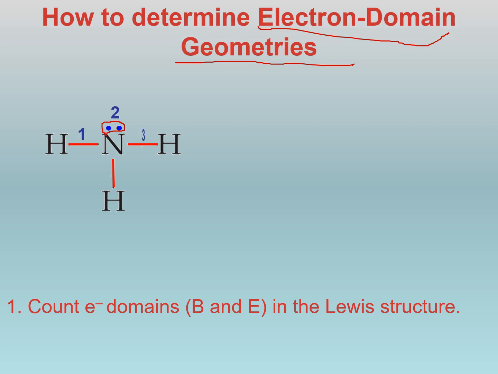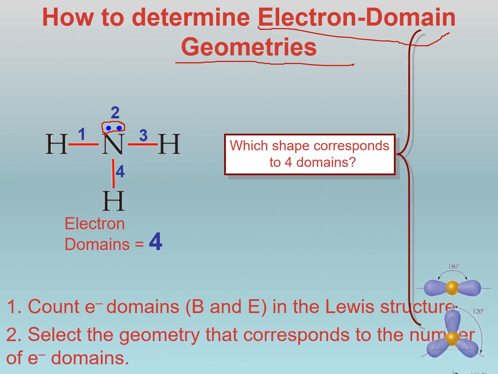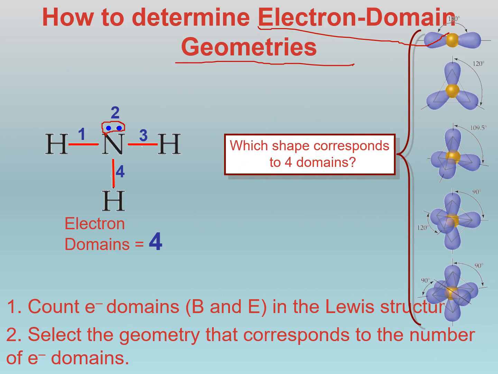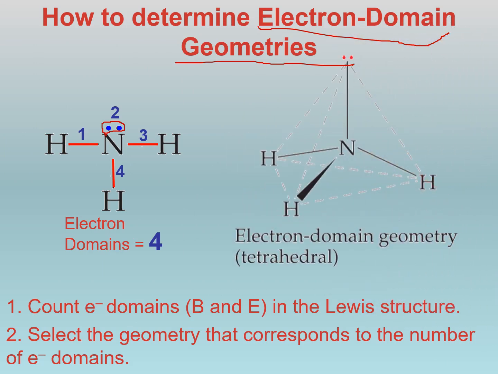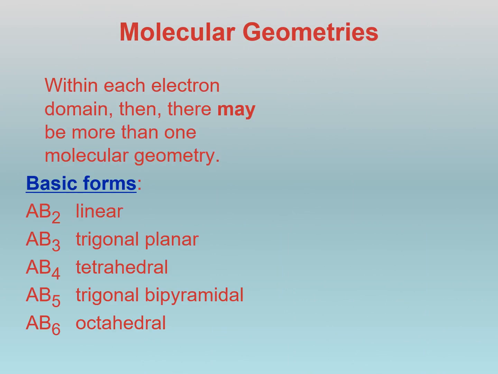Here it's going to go through what I already went through. There's your 4 domains. 4 domains means, well, there's your choices. The one with 4 domains is going to be the tetrahedral. And there's the answer. And that is your electron domain geometry. Again, not your molecular, which leads us to molecular geometry.